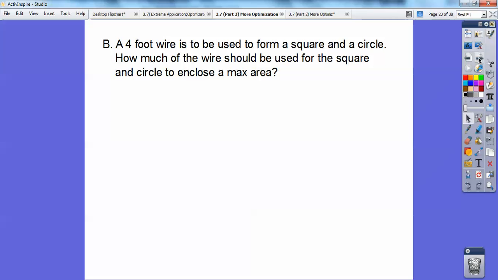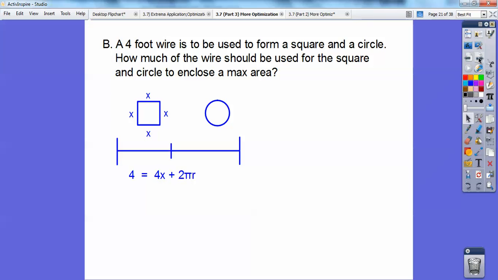All right, so this one takes a little bit too, you guys. A 4-foot wire is to be used to form a square and a circle. How much of the wire should be used for the square and the circle to enclose a maximum area? So we've got 4 feet of wire right here, and it's going to be separated up into a square and a circle.